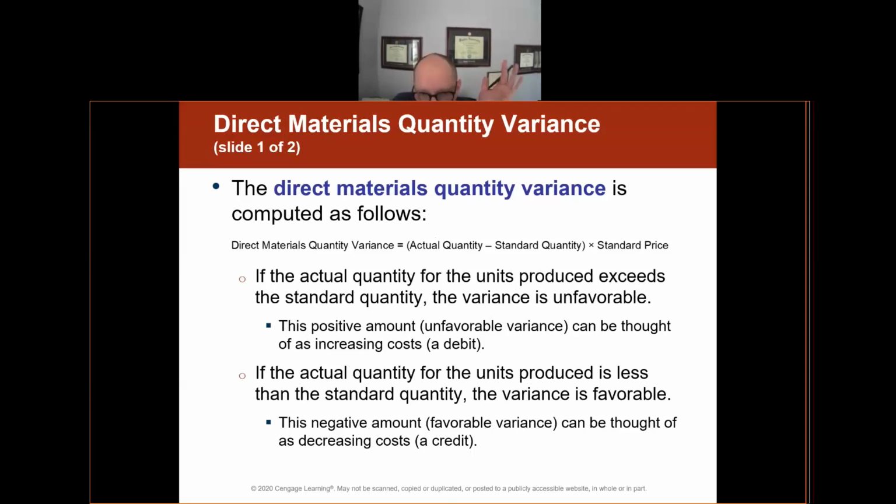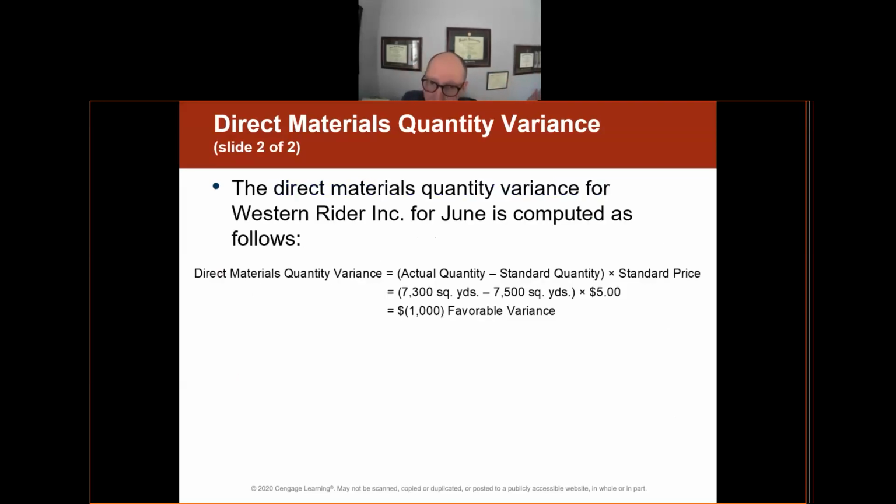When the actual is greater than the standard, it's unfavorable. If the actual is less than the standard, it's favorable. In this example, it's favorable because our actual came in less than our standard. So we take X to find the direct materials quantity variance. Remember, it's just trying to remember the formulas.